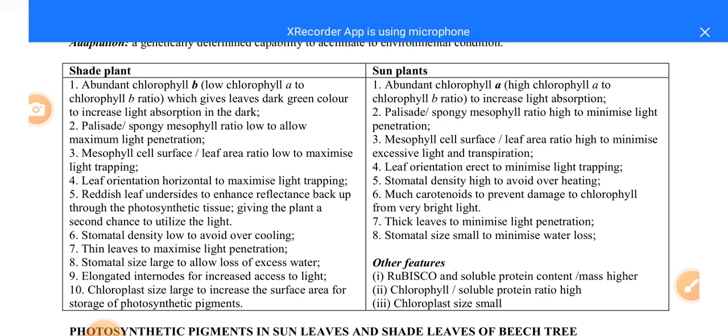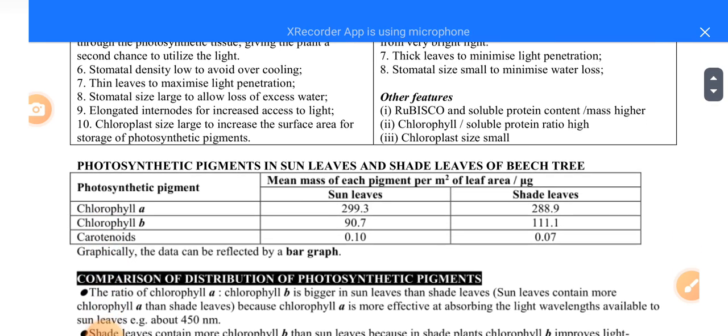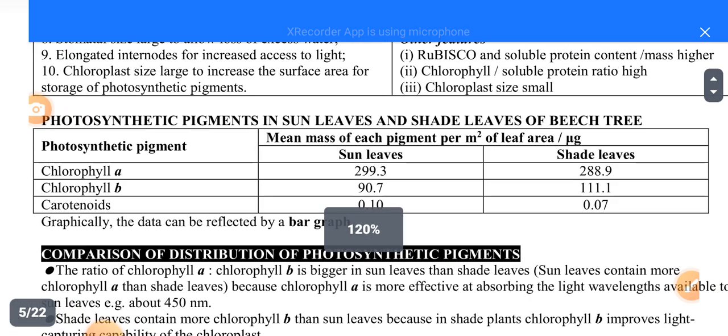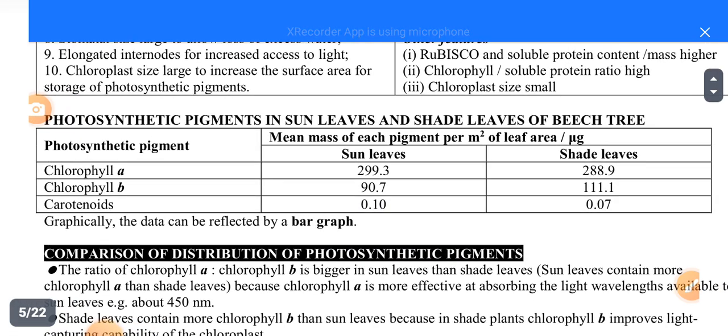higher. Number 2, you can look at the chlorophyll to soluble protein ratio, which is also high. Then the chloroplast size is small. Then from there is also this part where we are saying that the photosynthetic pigments in sun leaves and the shade leaves of beech trees.